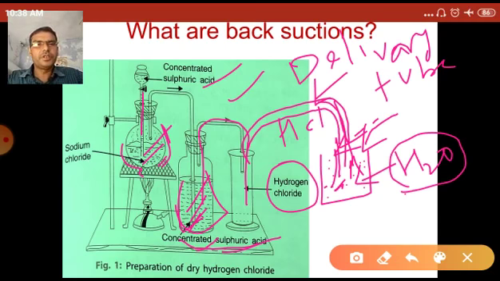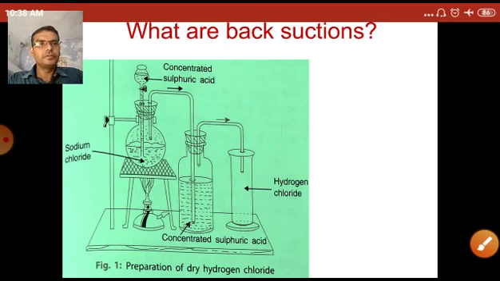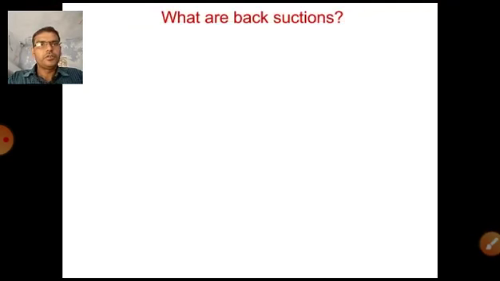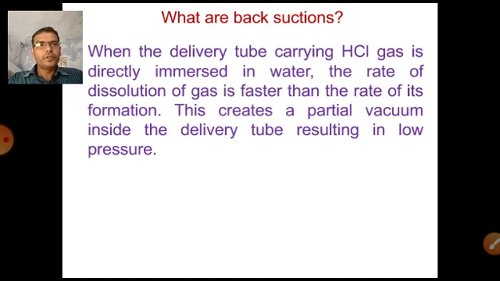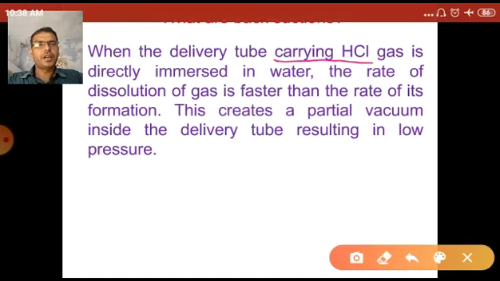So back suction is a major problem when directly dissolving HCl gas into water for the formation of hydrochloric acid. Now again, what is back suction? When the delivery tube carrying hydrogen chloride gas is directly immersed in water, the rate of dissolution of the gas is faster than the rate of its formation. This creates a partial vacuum inside the delivery tube, resulting in low pressure.